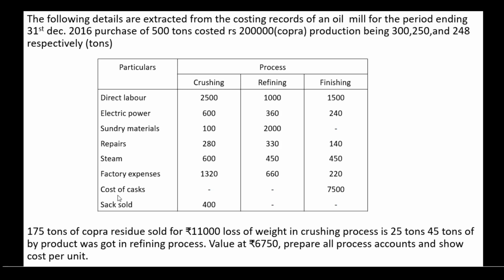And the next, that is cost of cask. So this cost of cask is rupees 7,500. So this 7,500 rupees, it is given only for the finishing process. So it is also cost, means the expenses. It is entered in the debit side of the process account. And the sacks sold. So the sacks sold are entered only for the crushing. That is the 400 rupees. So it is entered in the credit side of the crushing process.